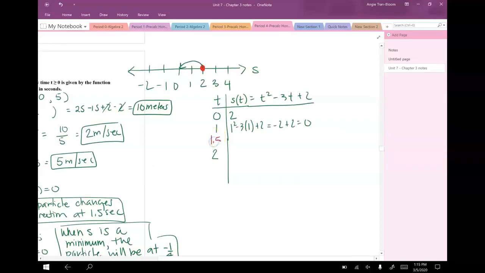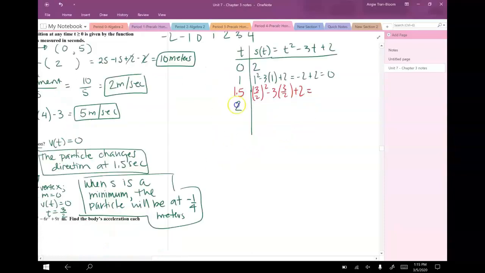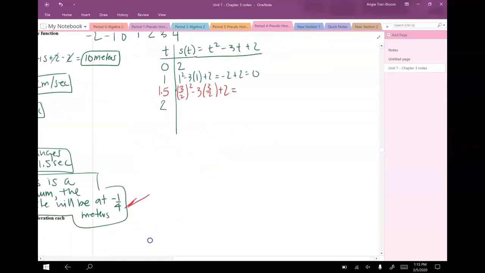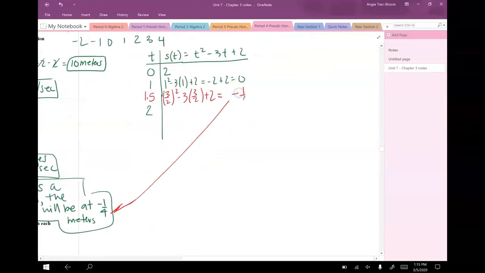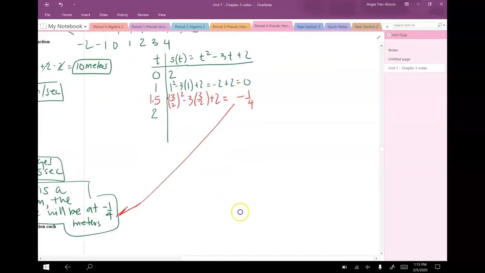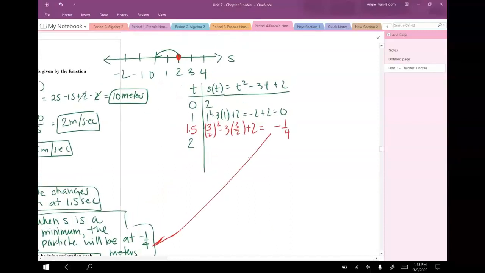It turned around here. So if I plug in 3 over 2, 3 over 2 quantity squared minus 3 times 3 over 2 plus 2, and we did this math already, it came out to be a negative quarter. So at 1.5 seconds, that means I'm here, at a negative quarter. I'm still going left. So at 1.5 seconds, the position is negative quarter.